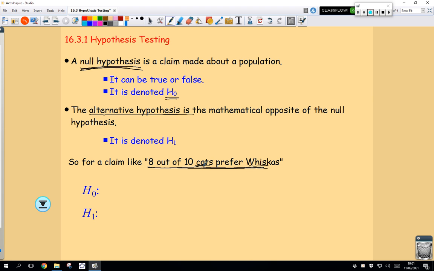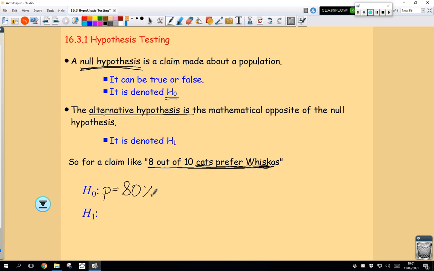So I'm going to straight away convert this English into mathematical language. And I'm going to say, look, they're claiming that 8 out of every 10 cats prefer Whiskas. That means they're making a claim that the population proportion is equal to 8 out of 10. 8 over 10 is 0.8 or 80%. And I can write in the percentage or just the decimal. I can write 80%, or if I wrote 0.8, that would also be right.